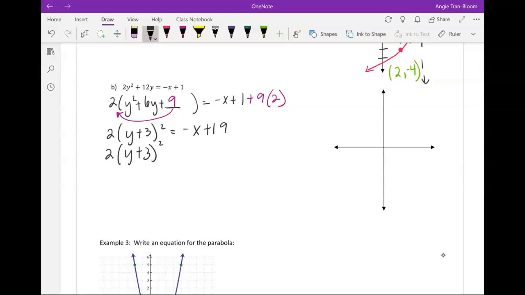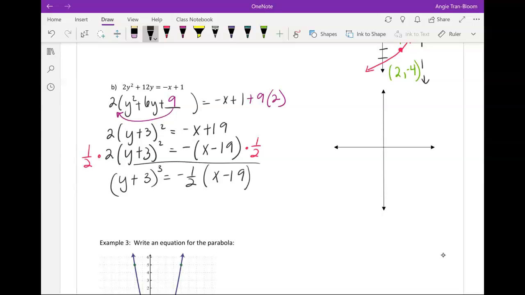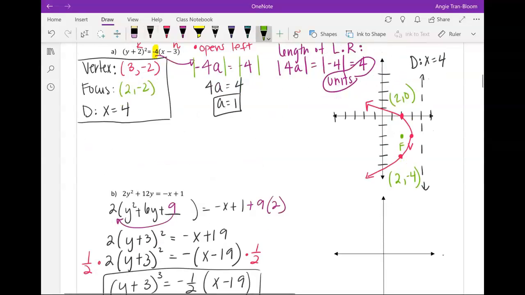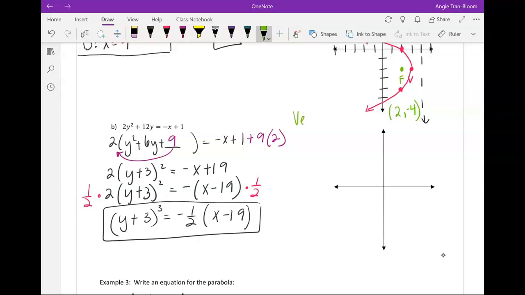We're going to get rid of this 2 in the front very soon. But before I do that, I want to factor out a -1, so that means I have x minus 19. To get rid of this 2 in the front, I'm going to multiply by a half. What I do to that side, I do to this side. Here is our equation: y plus 3 squared equals negative 1/2 times x minus 19. This is our equation. Now I need to answer the parts that they want: vertex, focus, and directrix. Here we go.